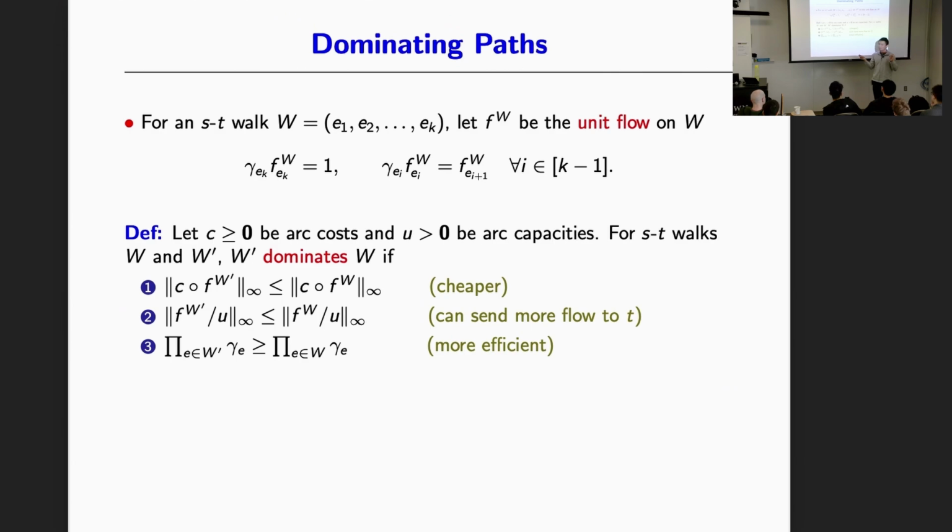Why is the third condition there? It's a technical condition that we will use. But for the purposes of this talk, you don't have to understand why we need this. Because so far I've only discussed cost and the maximum amount of flow you can send. This is an additional thing that we impose, but it's going to be useful for our proofs in the paper.